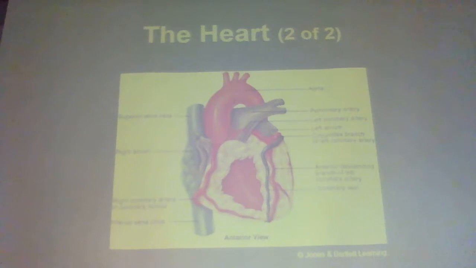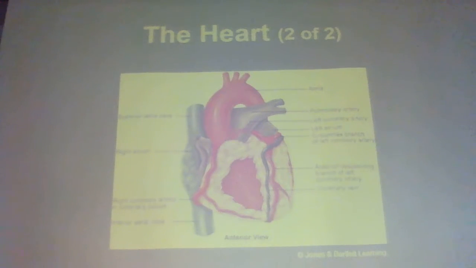So let me recap. 2, 3, and aVF: inferior left ventricle, right coronary artery. Right ventricular infarct, proximal right coronary artery. 1, aVL, V5, V6: lateral left ventricle, circumflex. V1 and 2, septal, V3 and 4, anterior. That's your left anterior descending.